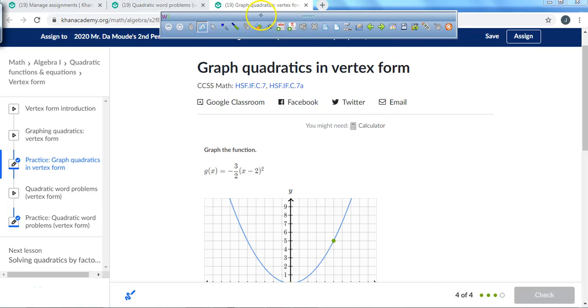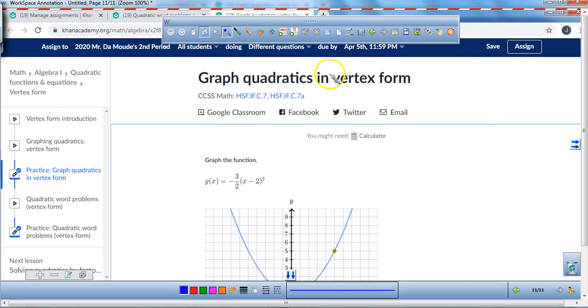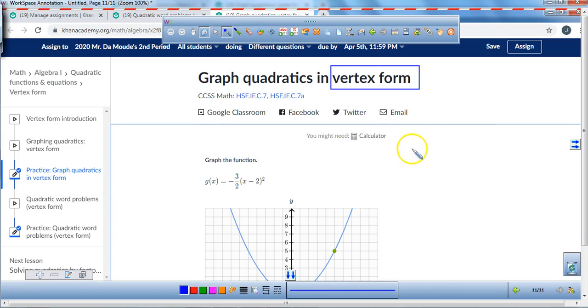Hello everyone. In this next lesson we are going to learn how to graph quadratics in vertex form, and more specifically we're going to figure out what vertex form actually is. We're going to talk about that. So if you have a journal or wherever you're taking your notes, I'd like you guys to write vertex form.